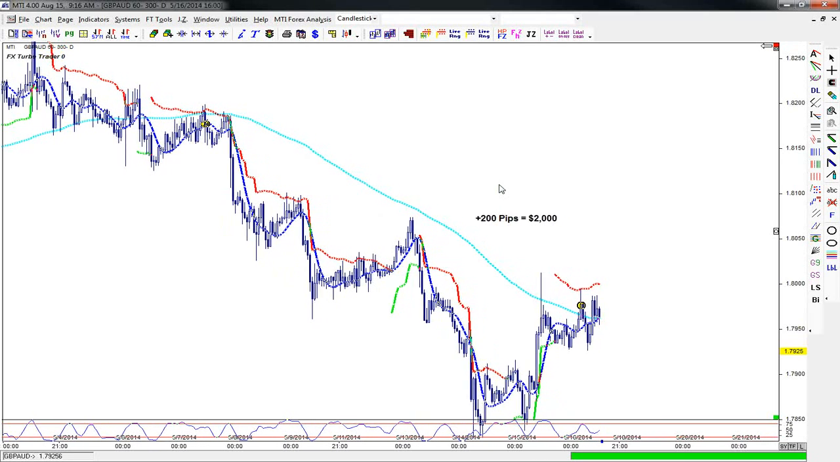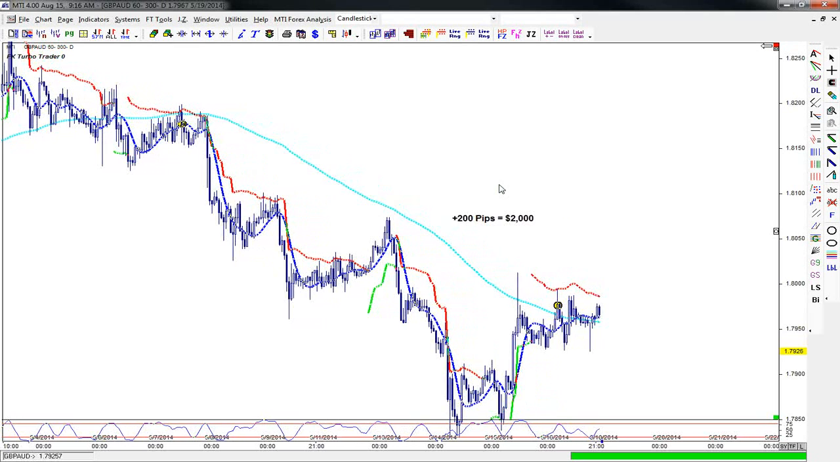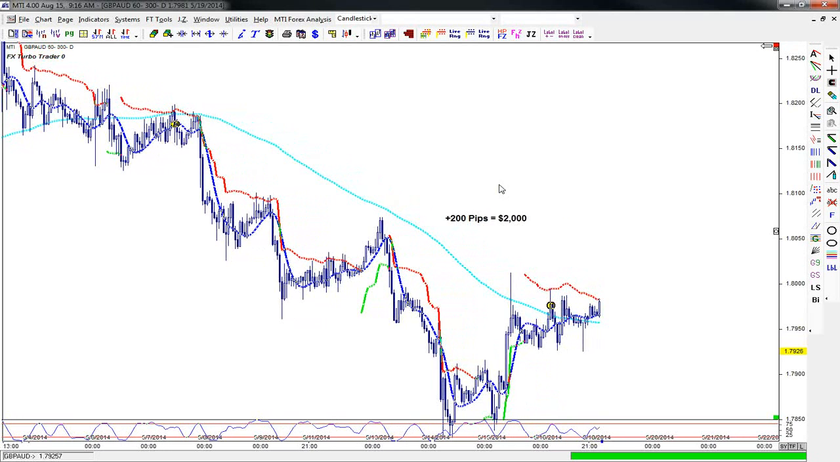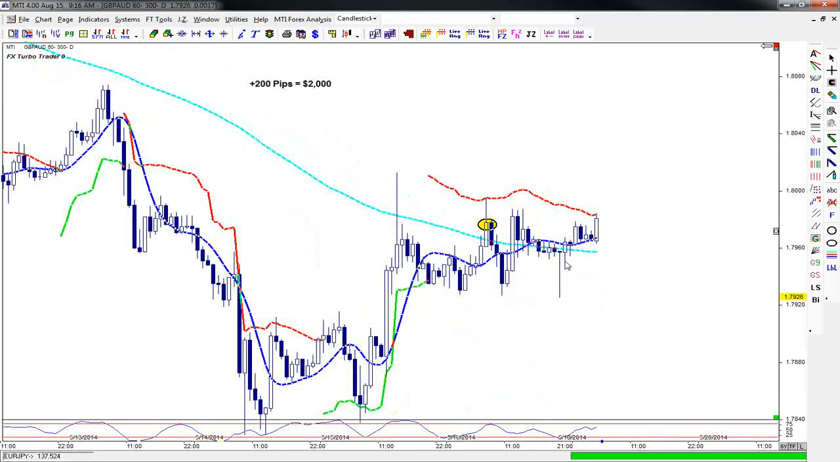Now, I want you to take a look at something. I want you all to take a look. How many of you see that this market is riding the teal blue line right here? How many of you see that?